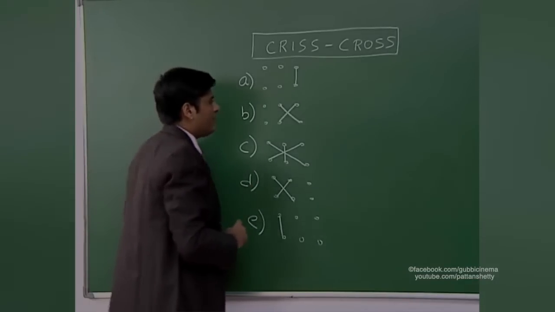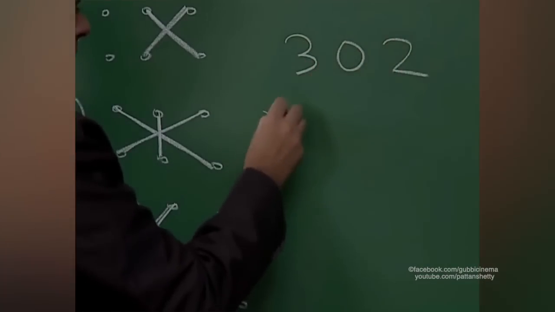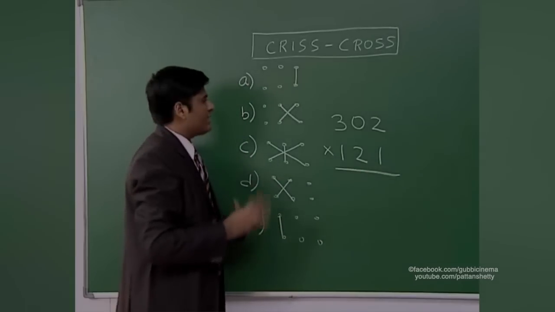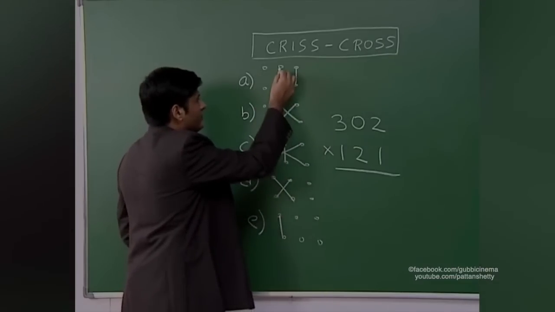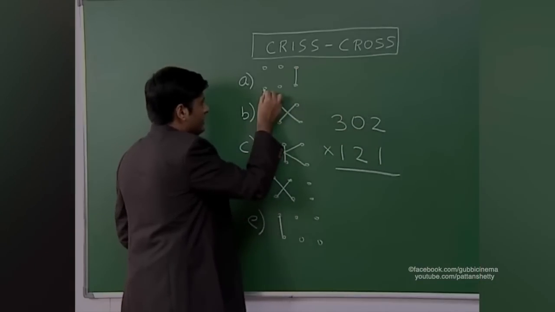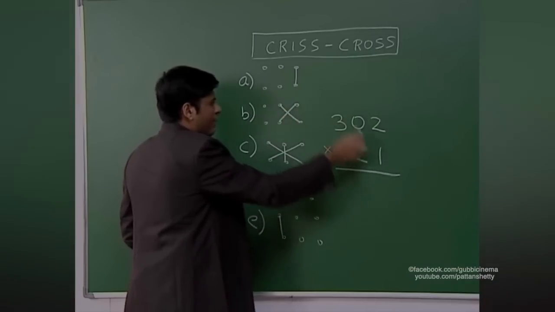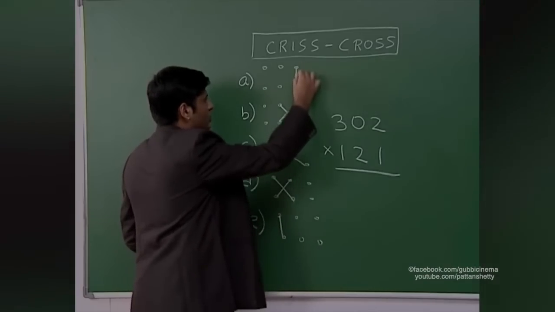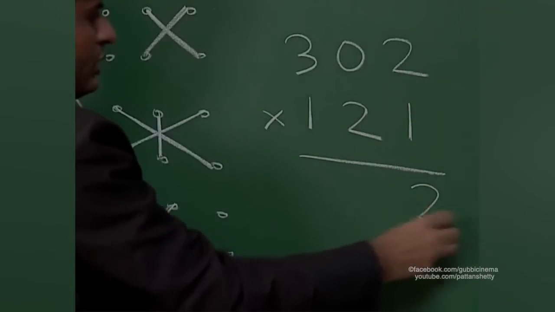Suppose I have to multiply, say, 302 by 121. A simple example where there is no carryover involved. This dot represents 3, this dot represents 0, this dot represents 2, this dot represents 1, this dot represents 2, this dot represents 1. So the first step says multiply these two numbers. Here I have 2 times 1 is 2.